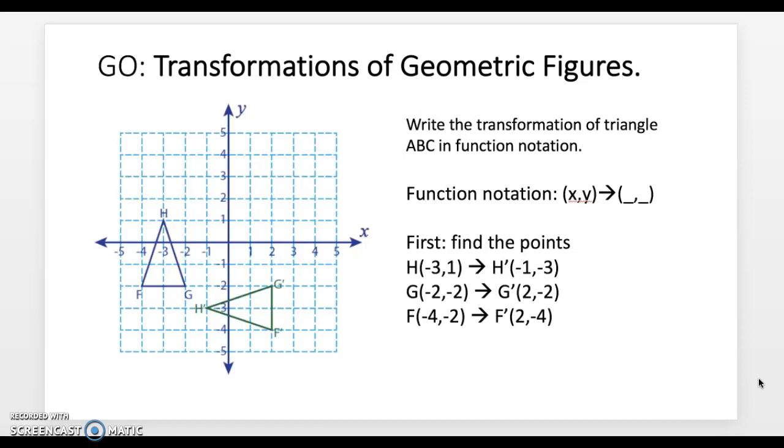So I've got H is at (-3, 1), H prime is at (-1, -3), G is at (-2, -2), G prime is at (2, -2), and F is at (-4, -2), F prime is at (2, -4). I notice a pattern that these coordinates are switching, and then the first one becomes negative. So I'm going to write that in my xy terms. So (x, y) switches to (y, x), and then the first one becomes negative, which means that my original y is becoming negative. So (x, y) goes to (-y, x).